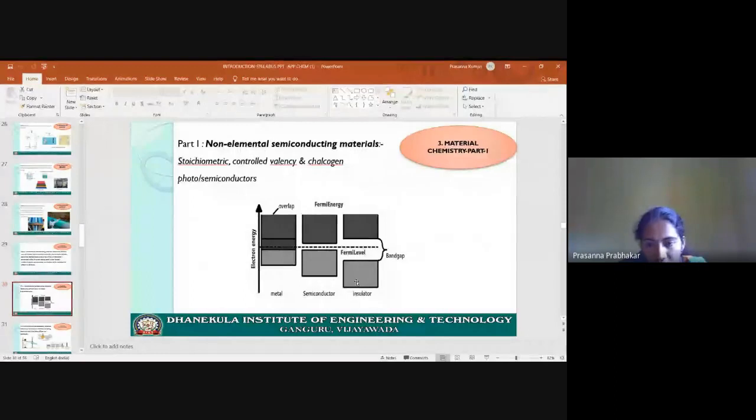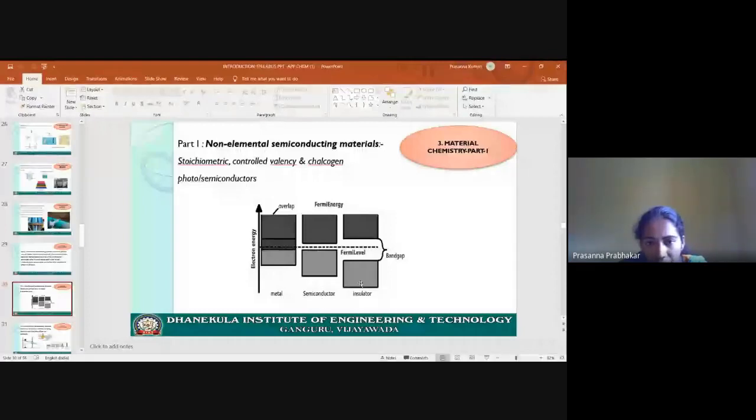If the energy or band gap between the orbitals is very low, that is considered a metal. If the band gap between the orbitals is medium, that is considered a semiconductor. If the band gap between the orbitals is very high, that is considered an insulator. So this is how to define metal, semiconductor and insulator based on band gap.